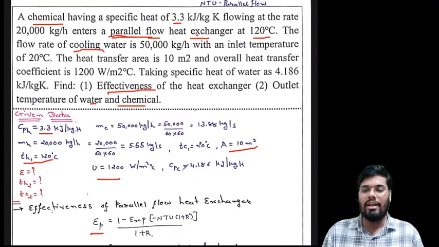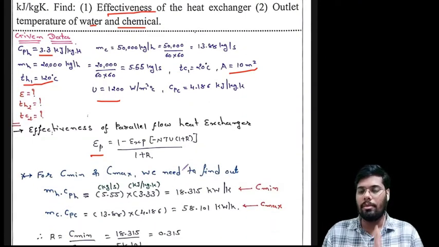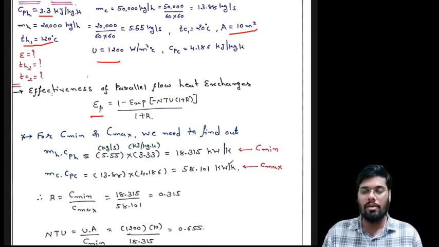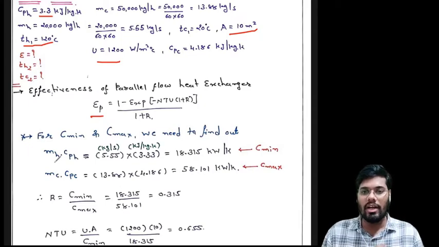So for NTU method, the first step would be to find out value of C minimum and C maximum. So how to find out value of C minimum and C maximum? You have to find out value of m_h Cp_h and m_c Cp_c. So first we find value of m_h into Cp_h. It means heat capacity of hot fluid. This is the value of CH. Mass flow rate of hot fluid is given, specific heat of hot fluid is given. So m_h into Cp_h we get 18.315.